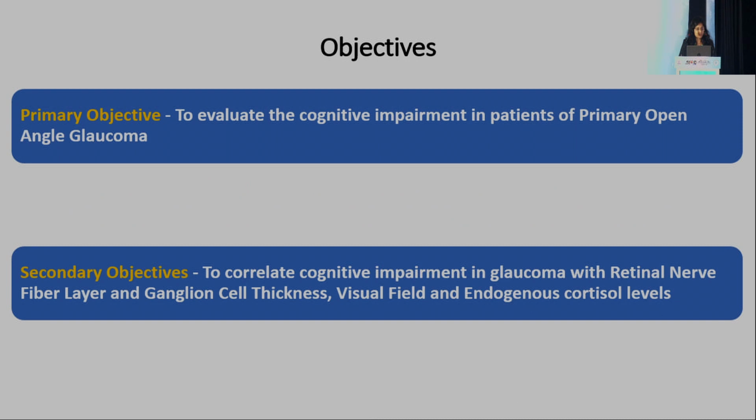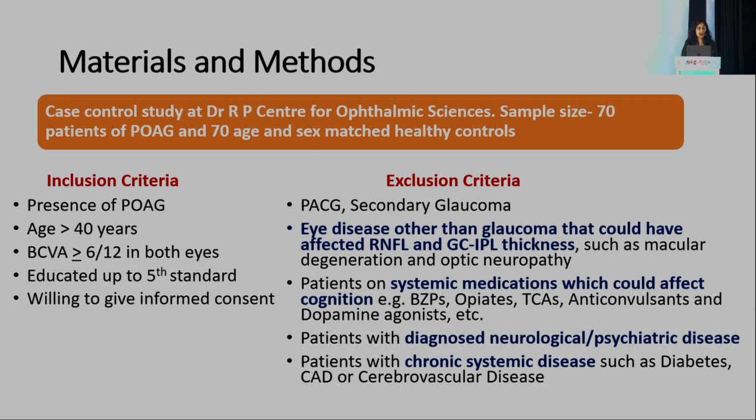Our objectives were to evaluate the cognitive impairment in patients of primary open-angle glaucoma and to correlate cognitive impairment in glaucoma with retinal nerve fiber layer and ganglion cell thickness, visual field, and endogenous cortisol level. Our study was done at Dr. RP Center for Ophthalmic Sciences with a sample size of 70 POAG patients and 70 age and sex matched healthy controls.